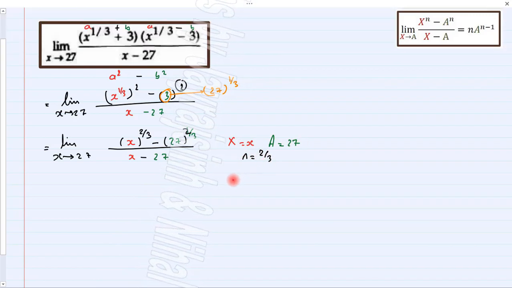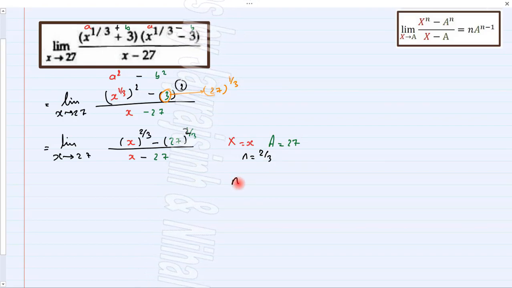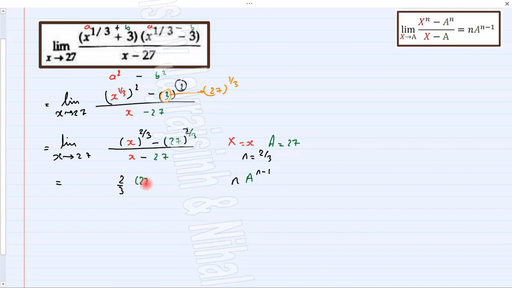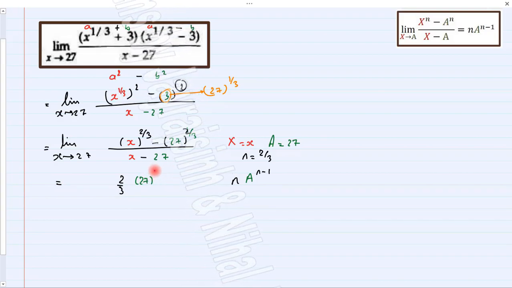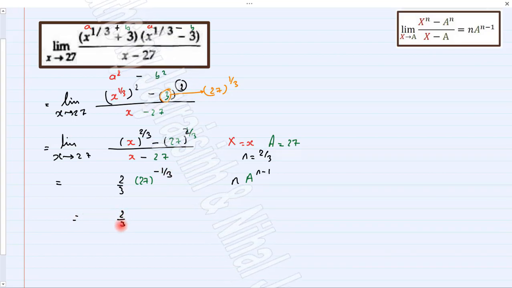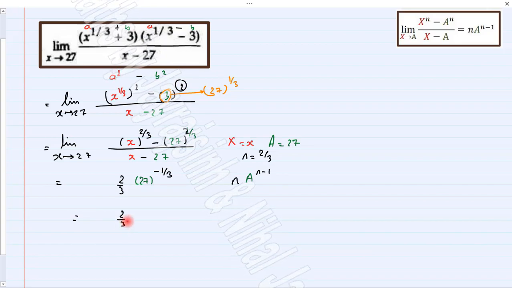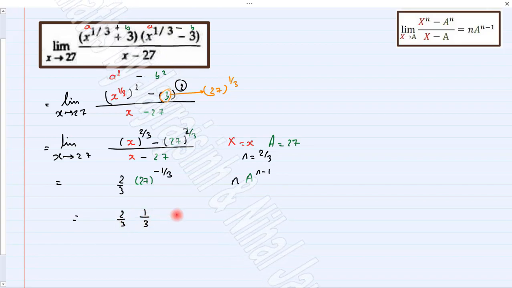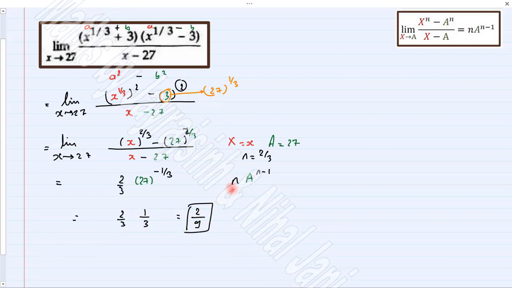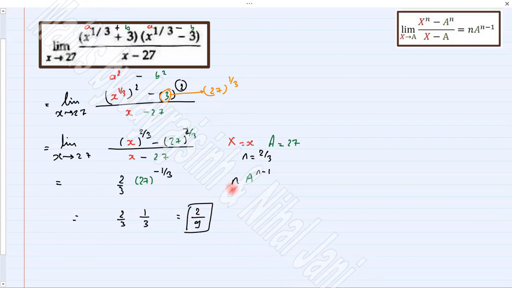So apply the formula, and from right hand side, which is n into A raised to n minus 1, we can obtain the answer, which is 2 by 3 into 27 raised to 2 by 3 minus 1, or we can say minus 1 by 3. So your 2 by 3 will be as it is, and 27 raised to 1 minus 1 by 3 is simply 1 by 3. So here we'll get 2 by 9 as your final answer. Ta-da!